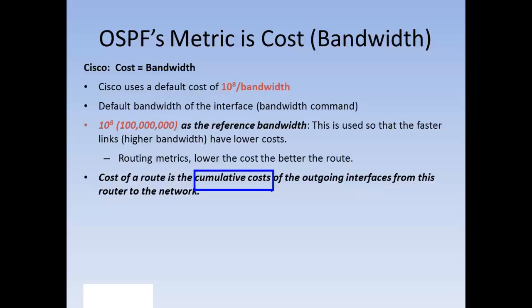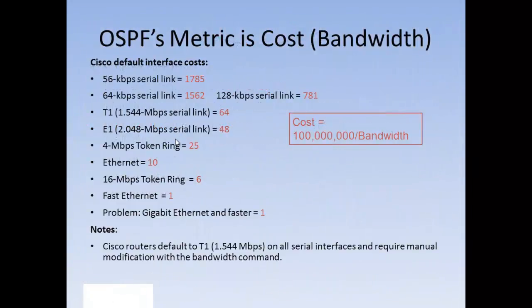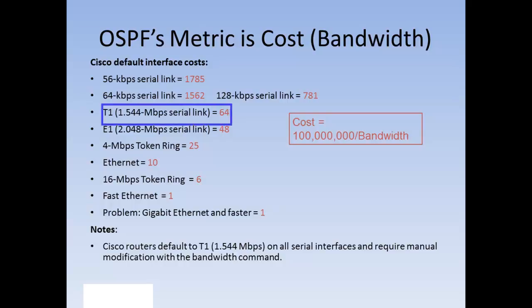For example, what is this cumulative cost? I'm taking this example. Suppose this is a 1.54 Mbps link. It costs 64 by default for a 1.54 Mbps link, so the cost is 64.